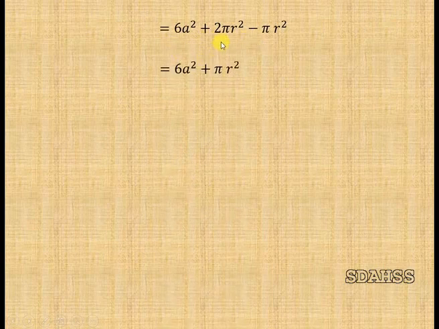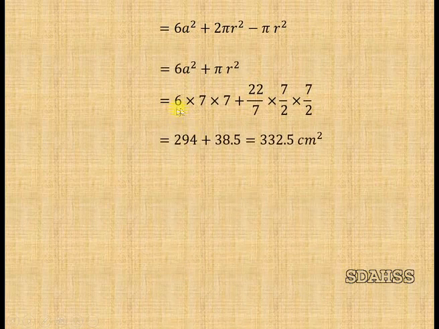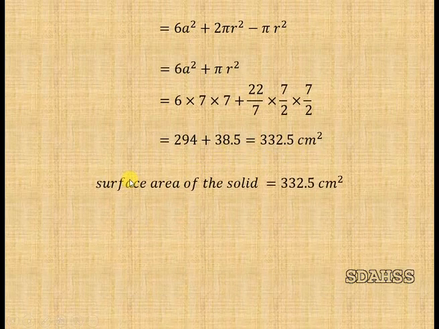6a square plus 2 pi r square minus pi r square is pi r square, which is equal to 6 into 7 into 7 plus 22 by 7 into 7 by 2 into 7 by 2, which is equal to 6 into 7 into 7, 294, plus 7 cancel, 2 cancel the numerator and denominator by 2 tables, so 11 into 7, 77 by 2, 38.5. So if you add, you will get 332.5 centimeter square. So surface area of the solid is equal to 332.5 centimeter square.